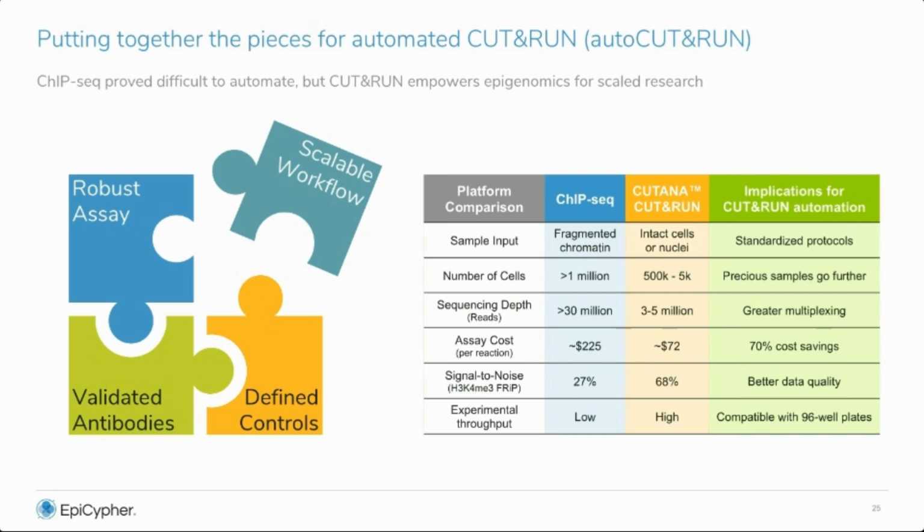Another important thing is sequencing depth. So in ChIP-seq, you needed 30 million reads, CUT&RUN 10-fold less reads, which enables you to multiplex all of those reactions onto a single sequencing run and get data faster and cheaper, by the way. So about 70% cost savings in CUT&RUN compared to ChIP. And then again, your data quality is actually better in CUT&RUN, and your experimental throughput is high just because the workflow in CUT&RUN is compatible with 96-well plates.